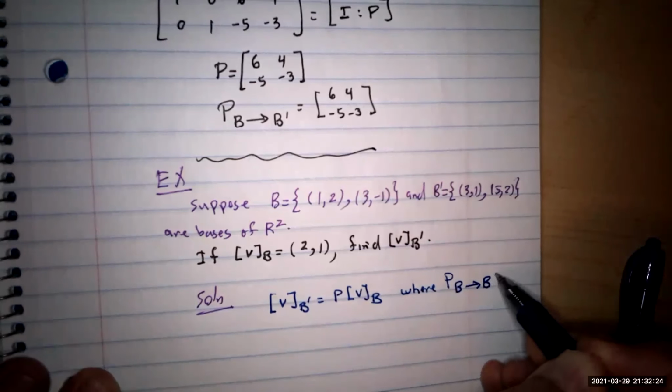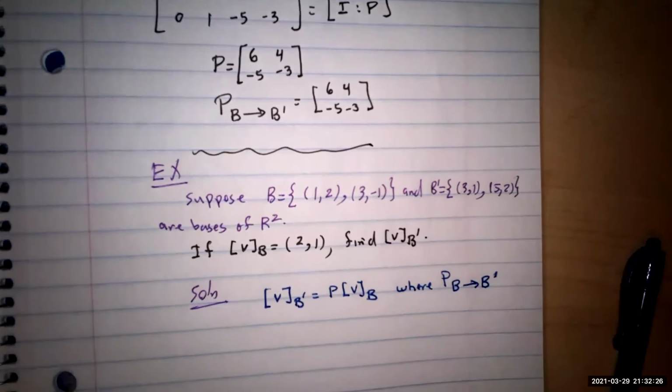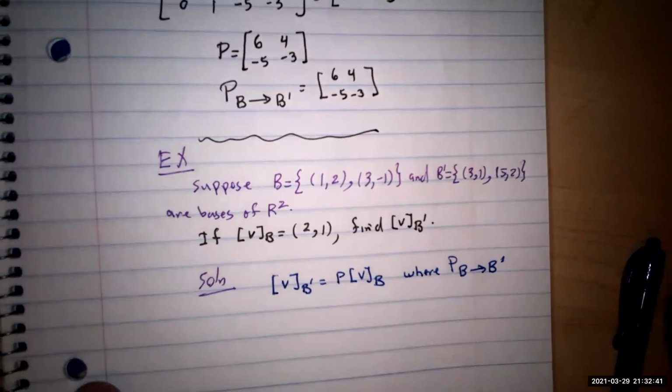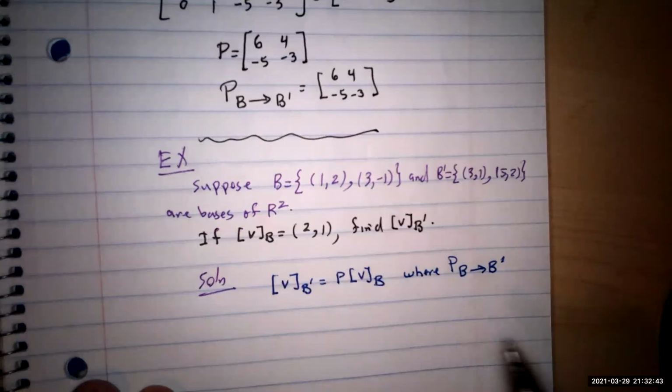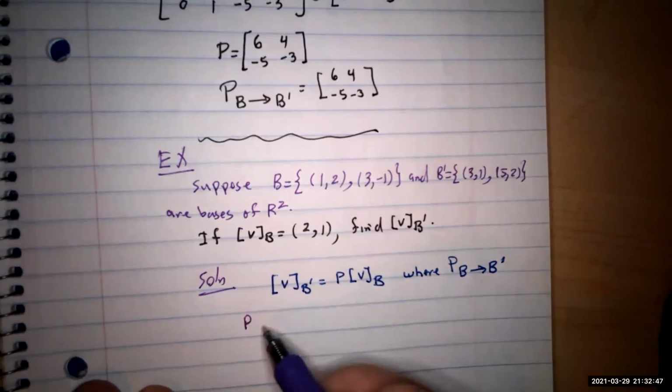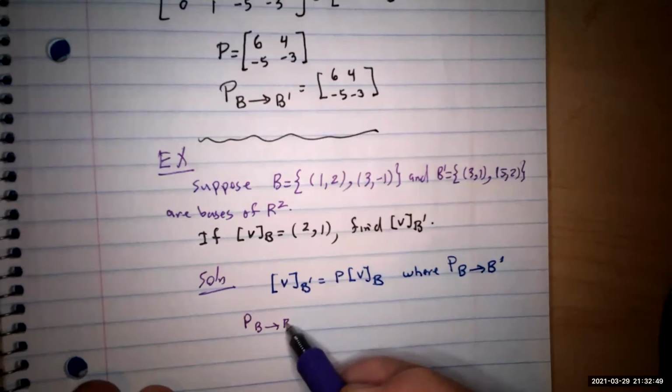B to B prime. Okay, just don't miss it. Write the one that you need first, going to be P, that's the transition of the B into the B prime. You have to find this matrix, okay? So you have to find the transition matrix from B to B prime.